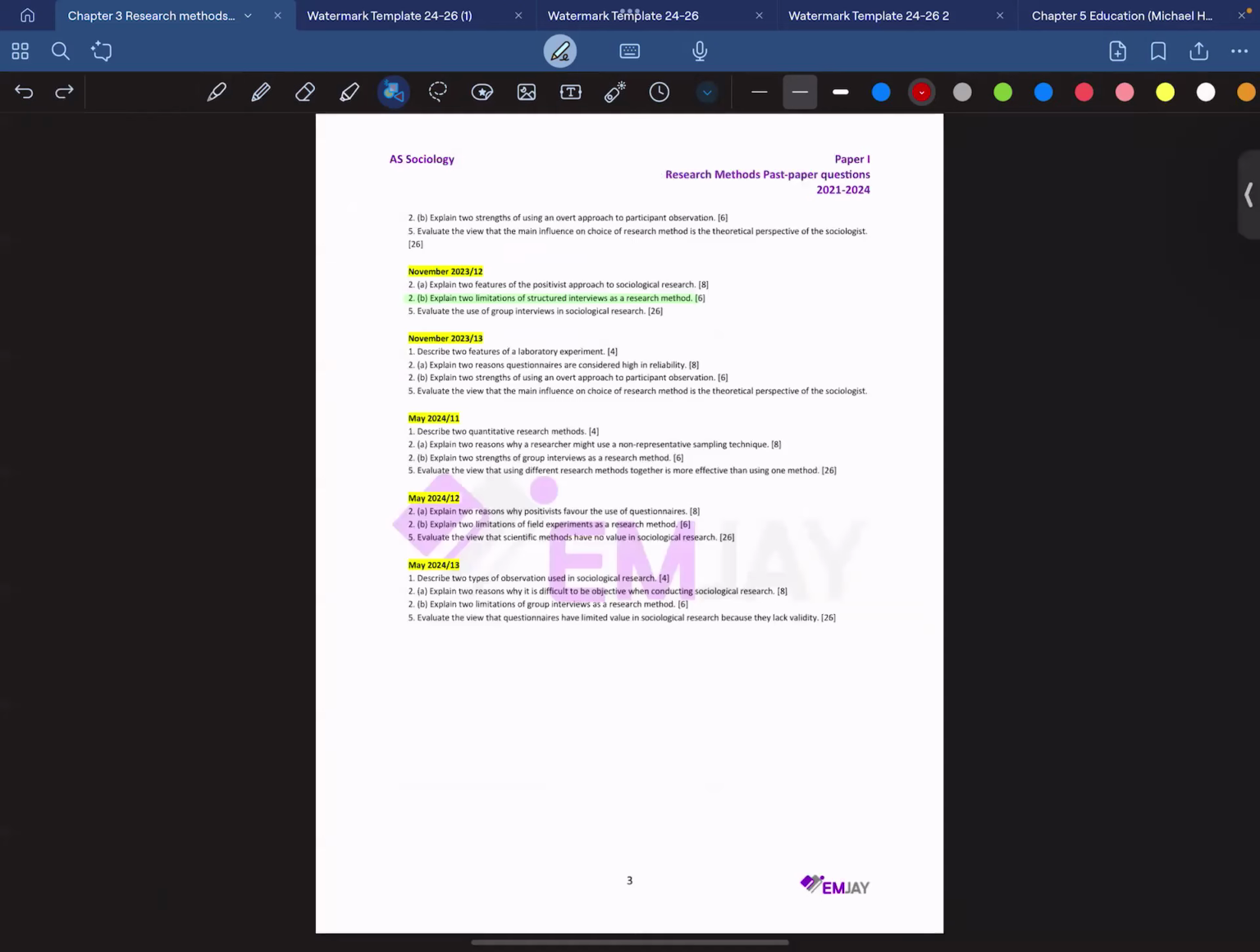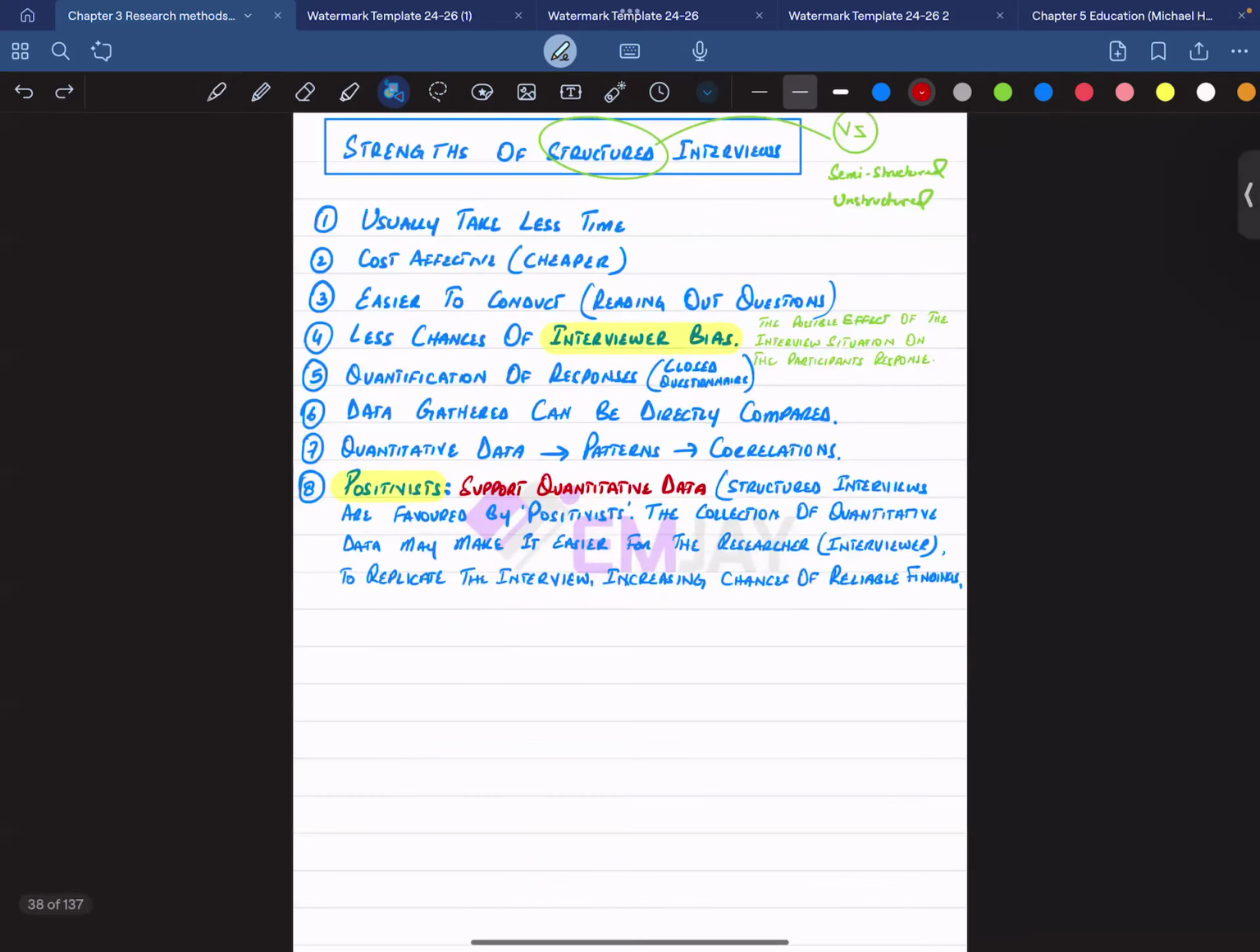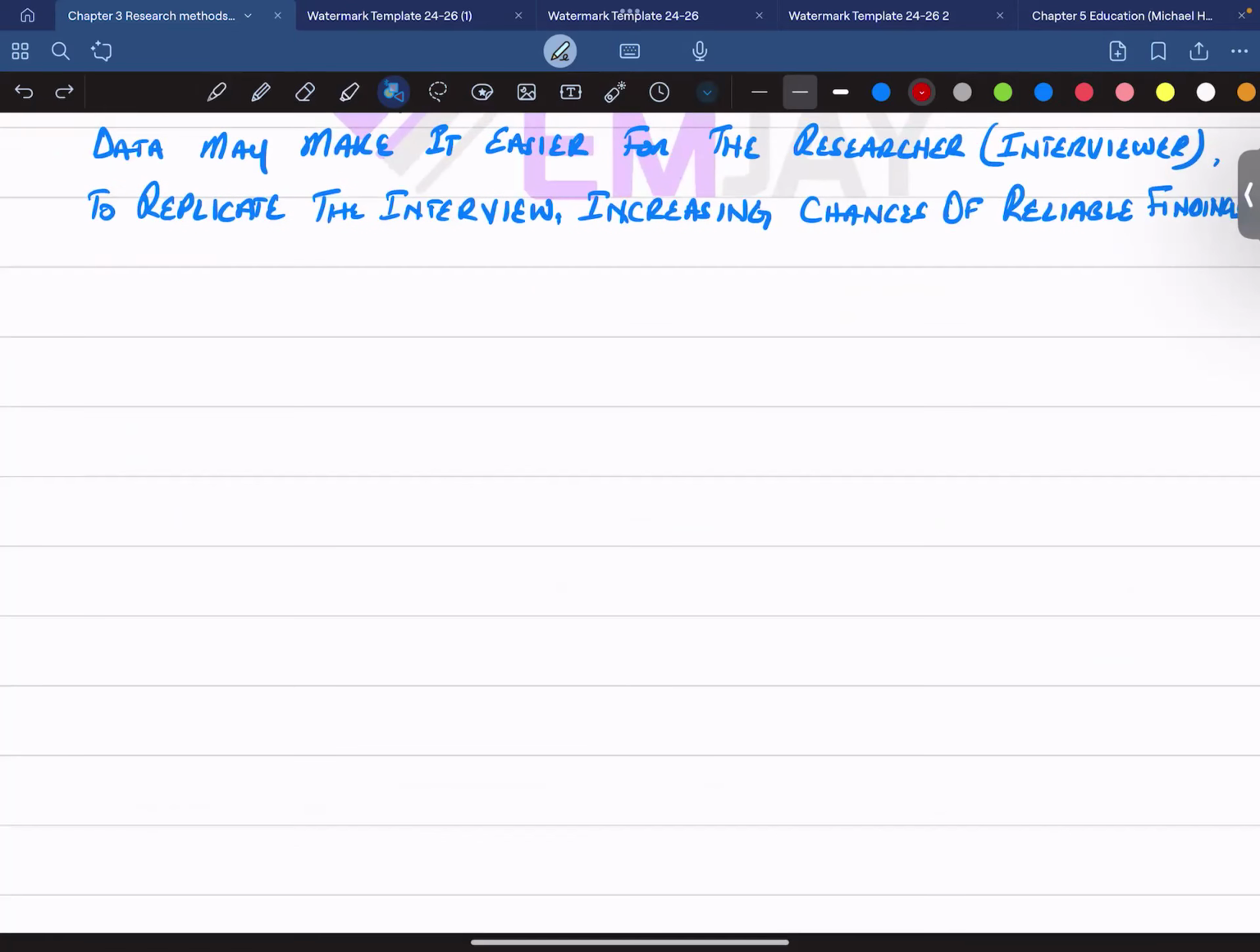Now, taking this a little further, moving on to the limitations or the weaknesses of using structured interviews in sociological research. So let's hop on to the limitations real quick. Limitations of structured interviews.